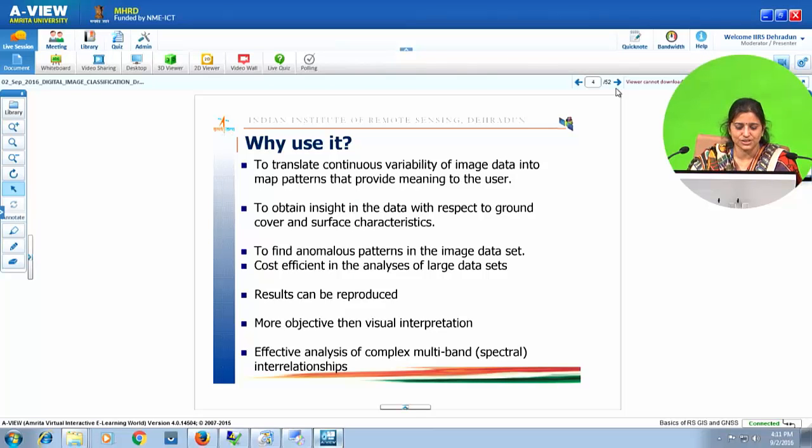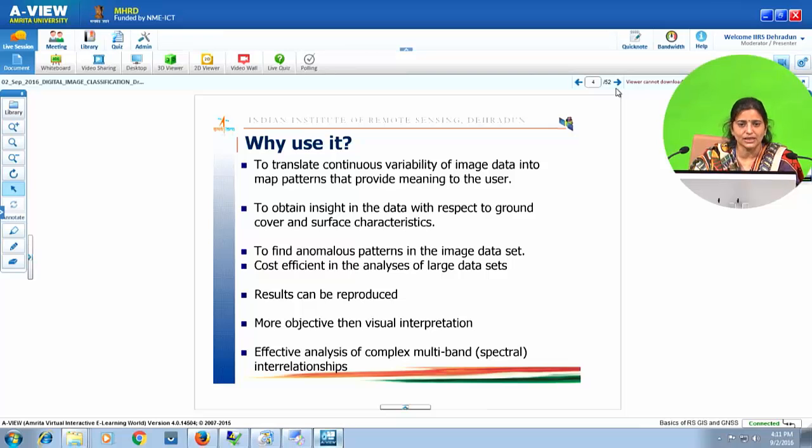It is cost efficient in analysis of large data sets, as we have tried to understand that if we are going to make a land use land cover map of the entire Uttarakhand state, and if you are using the manual methods of feature extraction, then it might take a lot of time for processing. Whereas if you are using digital methods, then the process becomes cost effective and time effective also. Also, if we are using the computer methods, the results can be reproduced.